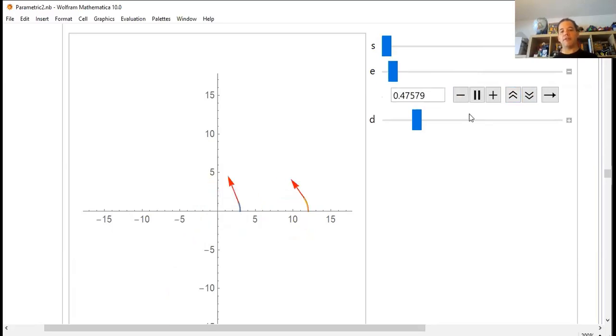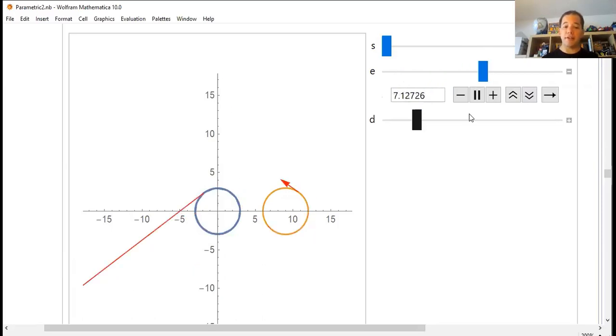Here we go. All right, so that's how it looks, both at the same time. So like I said, both of them are describing a circle, but look at the one on the right, how it goes at the same speed, whereas the one on the left is increasing its speed all the time.